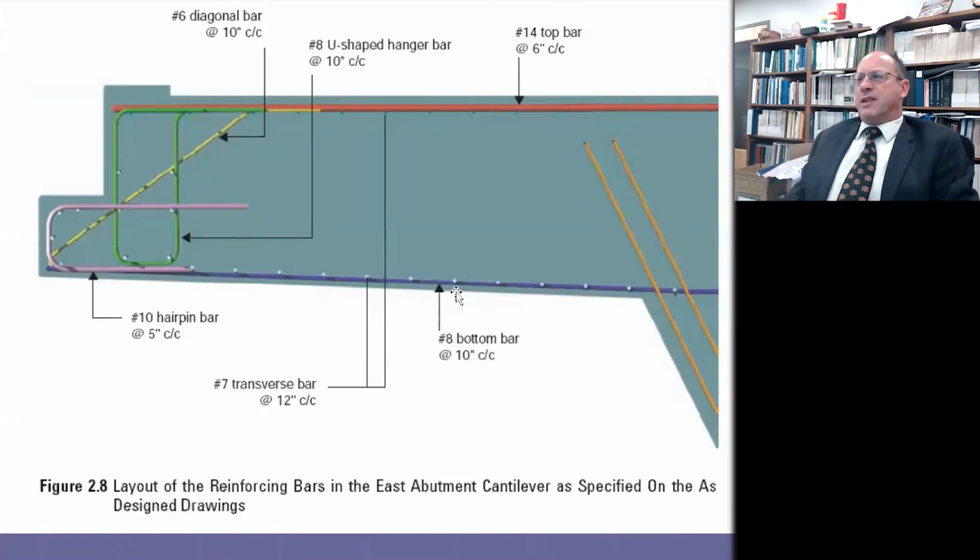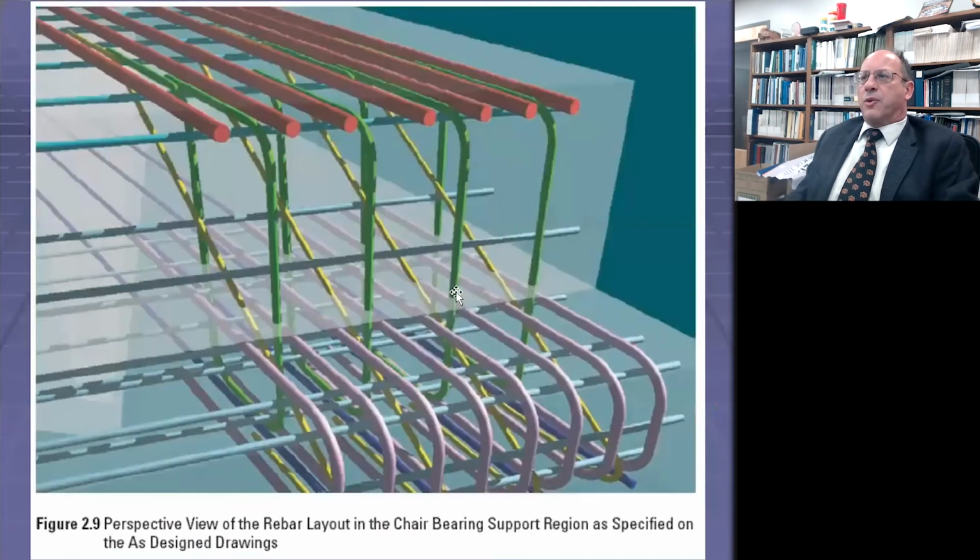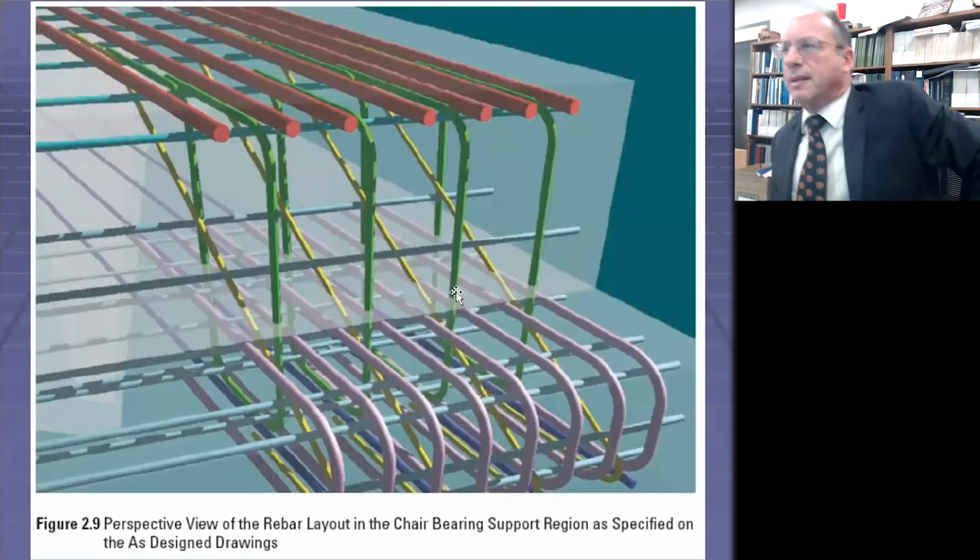looking at our load transfer mechanism, you can see the load would be applied to the end of that cantilever, and it's pretty deep, and you have a purple hairpin bar to hold that in place, and then a yellow diagonal bar that then would overlap with the number 14 top bars because that part is in tension. And so that would be your load path. And in 3 dimensions, this is how it would look.